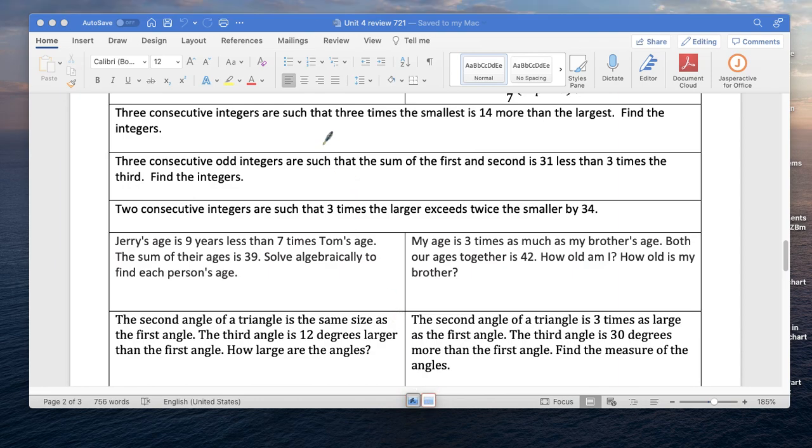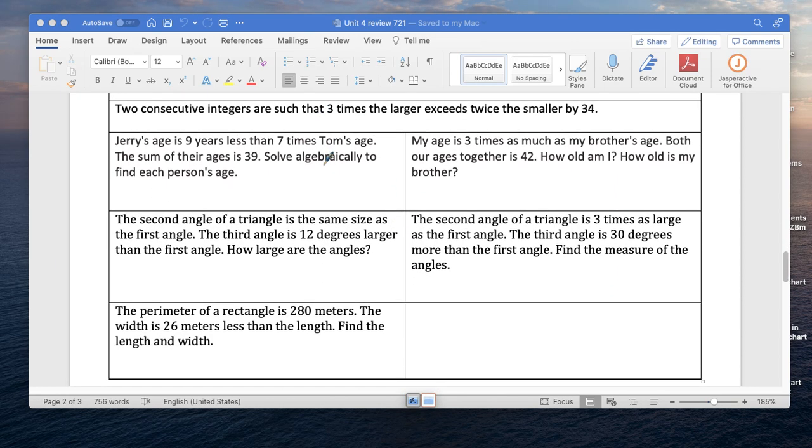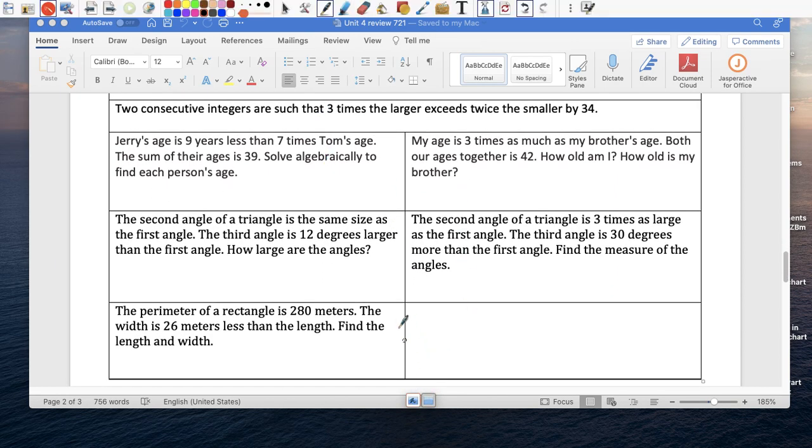We'll do the other two. It's the same type of problem, except in the concept of angles and perimeter. So we have a triangle, and a triangle always has 3 angles. The second angle of a triangle is the same size as the first. So let's call the first x. If the first angle is x, guess what? The second is x.